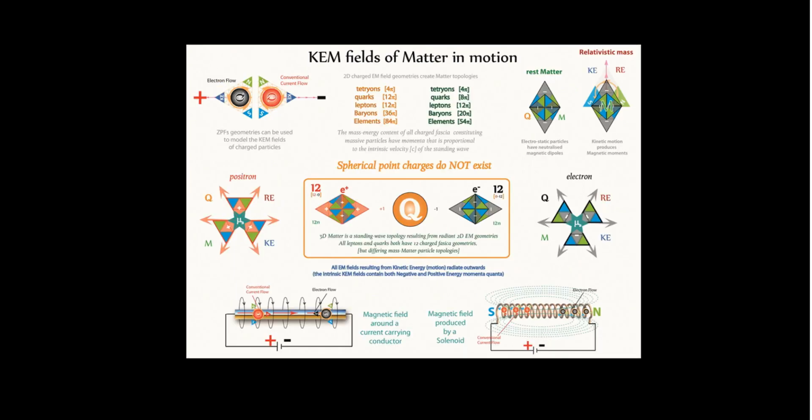So we can summarize a lot of things in the final illustration here. We can show that spherical point charges do not exist. You can't make a sphere out of equilateral triangles. Closest you come is an icosahedron, which happens to be an alternate form of a baryon.